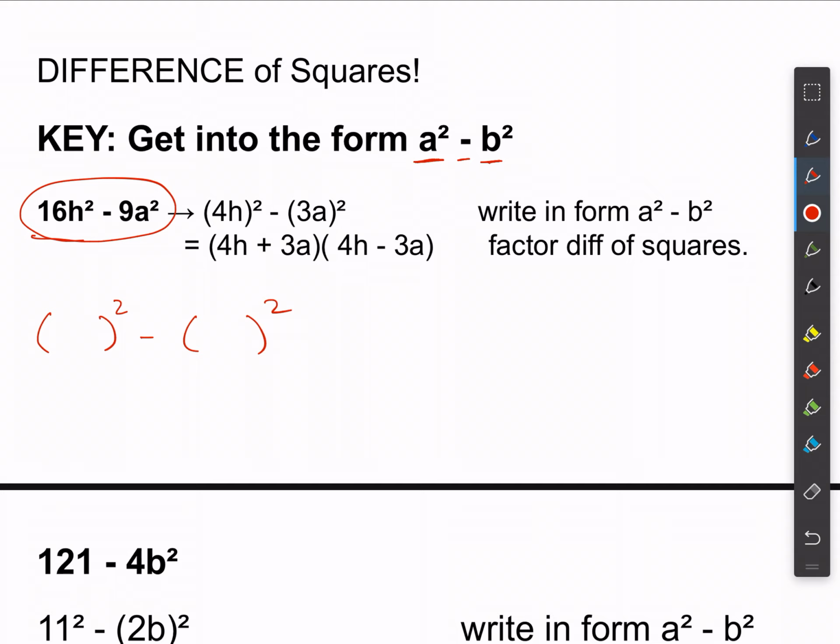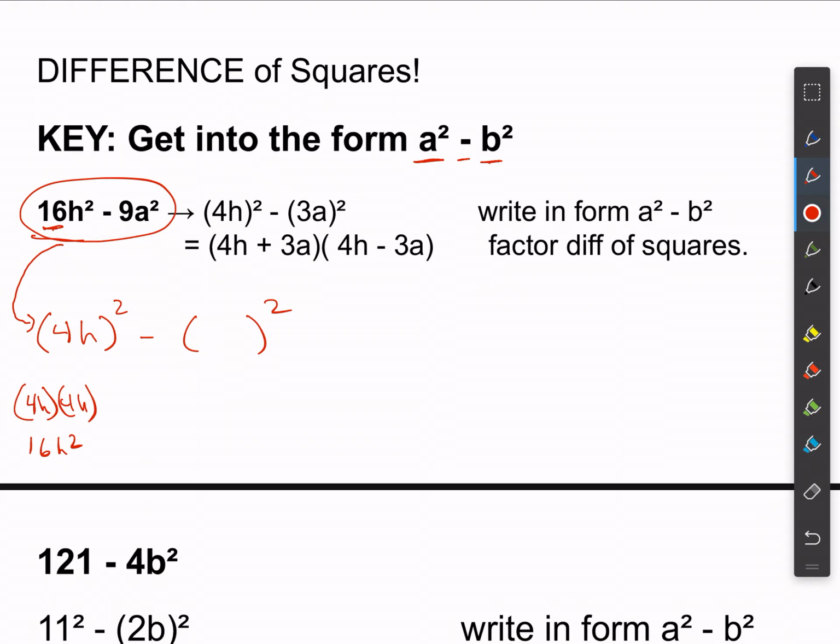So think about this. If we take the square root of 16, we would have a 4. If you take the square root of h squared, you have h. So this is going to be a little bit of a stretch for some of you guys. That's okay. Notice if I take 4h and I square it, 4h times 4h is just 16h squared, right? So I'm rewriting 16h squared in this format.